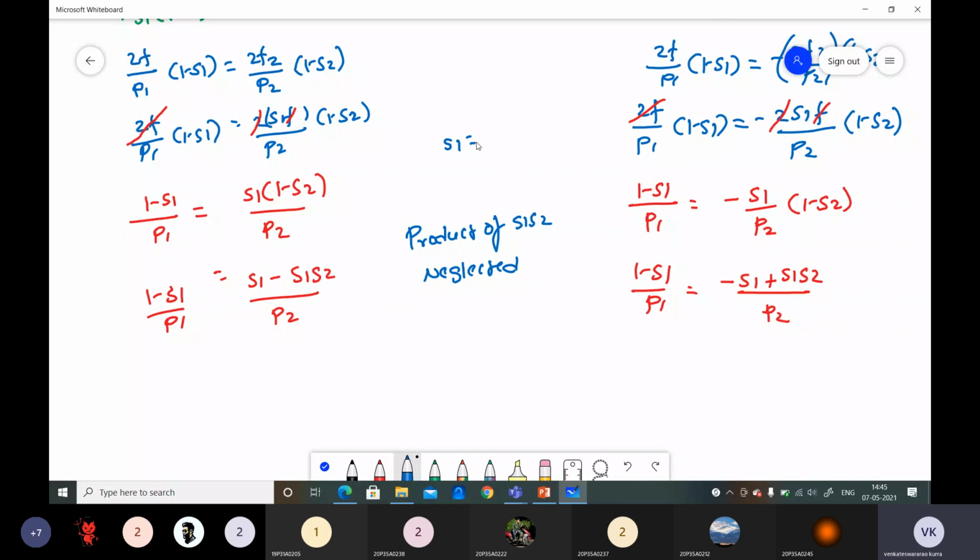Because your slip s1 will be nearly 0.02 or 0.03, s2 also assume some 0.01. If you multiply these two values, we get a very small value. That's why we can neglect the product of s1 and s2. So 1 minus s1 by p1 equal to s1 by p2. Here also 1 minus s1 by p1 equal to minus s1 by p2.